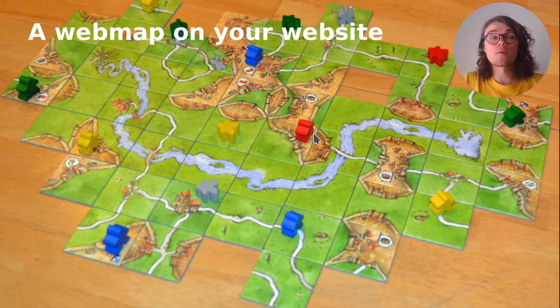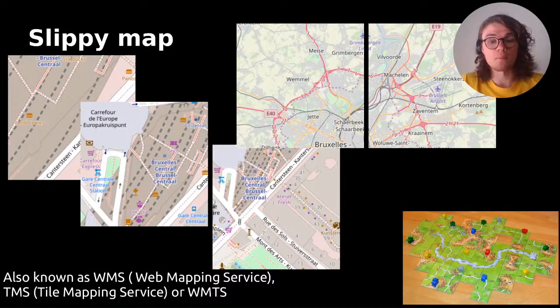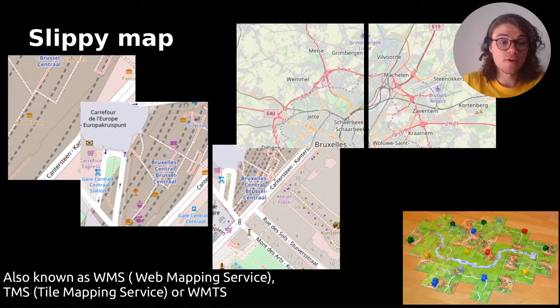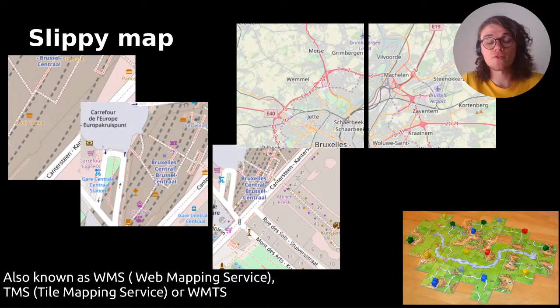Well, basically having a web map on your website works a little bit the same. If you want a map on your website, you have a little library, and that library asks OpenStreetMap or some other tile provider for little images. For example, these are three of these images. The browser then downloads only the images that it needs, and lines them next to each other so that it looks like you have one continuous map. This is called a WMS, a web mapping service, or a TMS, a tile mapping service.